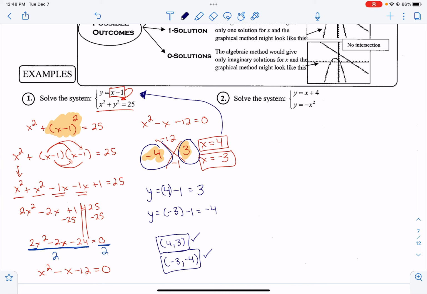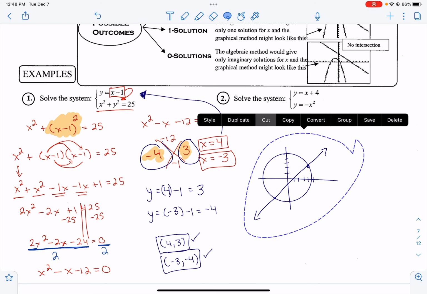And the reason it does that is this is actually a circle with radius 5. So it's a circle that looks like this. And my line crosses at (4, 3), so it crosses right here. And it also crosses at (negative 3, 4). So that's what my picture looks like. It's not always going to look like that, but that's what this one happens to be.